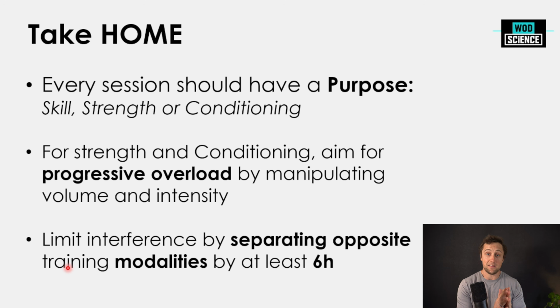And then limit the interference by separating opposite training modalities by at least 6 hours, or 24 hours if you train once every day during the week. But if you're an elite athlete, try to separate by 6 hours. And importantly, the purpose of the training obviously should also not interfere too much, meaning that if you do a heavy conditioning workout, don't add too much strength on that same session. That doesn't make too much sense. It's better to wait 6 hours or do that the next day.